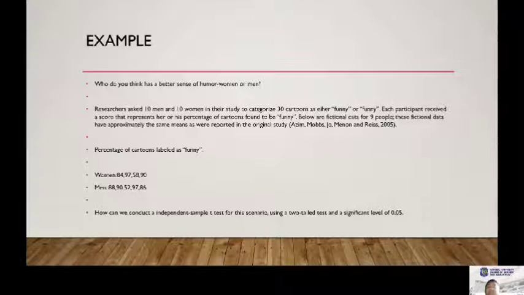The percentage of cartoons labeled as funny. Women: 84, 97, 58, and 90. Men: 88, 90, 52, 97, and 86. How can we conduct an independent sample t-test for this scenario using a two-tailed test and a significance level of 0.05?